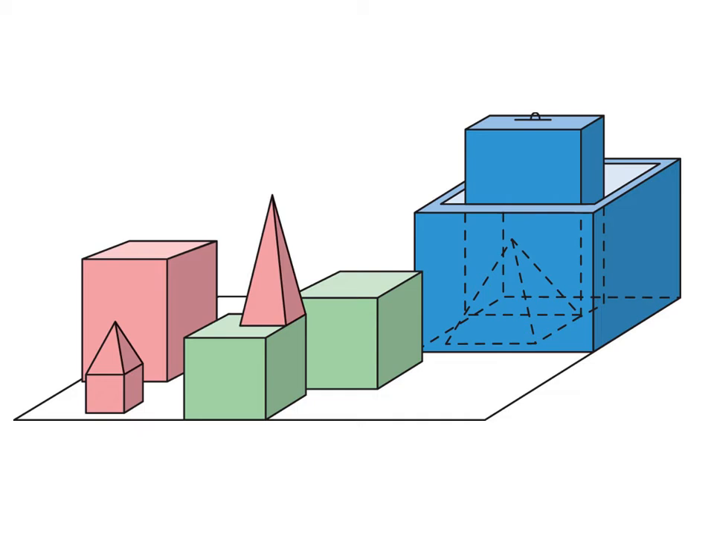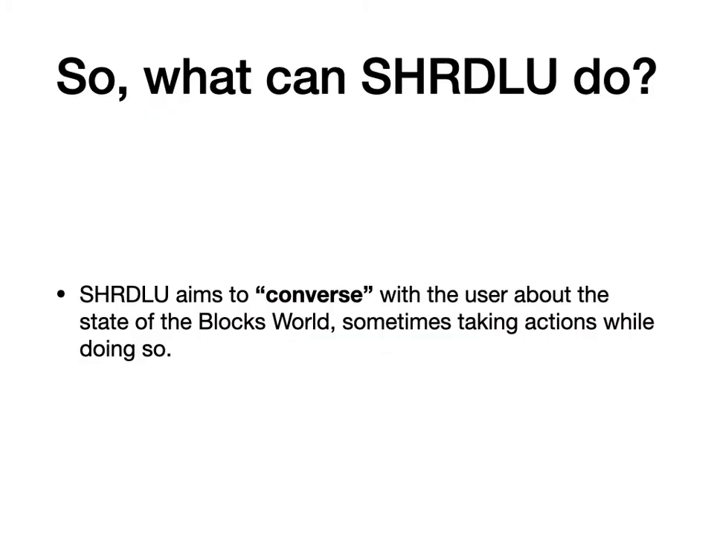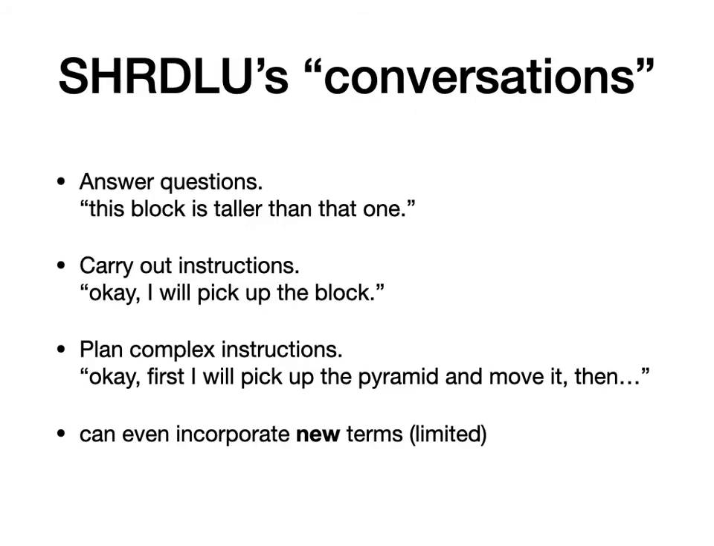So then what's the goal? What is SHRDLU actually doing, right? So let's describe it at a high level. SHRDLU is trying to converse with the user about the state of the blocks world, and sometimes it will take actions while doing so. Okay, so what do these conversations look like? SHRDLU can do a few different things. It can answer questions. So if you ask it, hey, which of these two blocks is taller, then it can do a comparison between the properties of those blocks and then say, that one is taller. It is able to say that back because it's a very structured thing. It's easy for it to produce that kind of language.